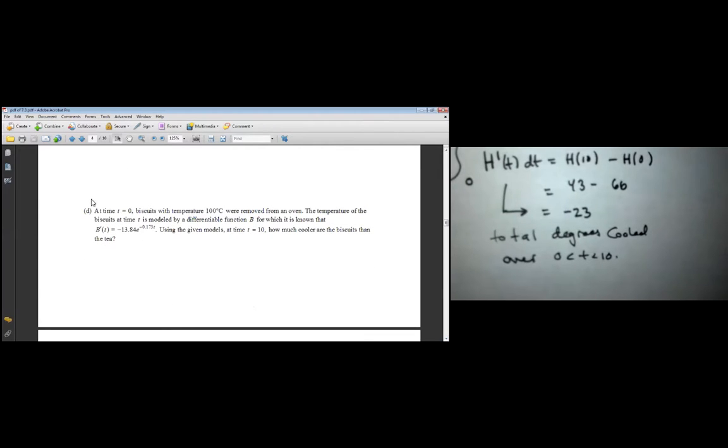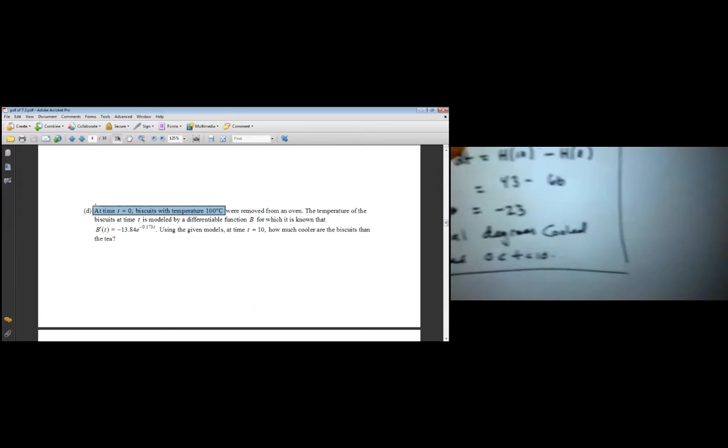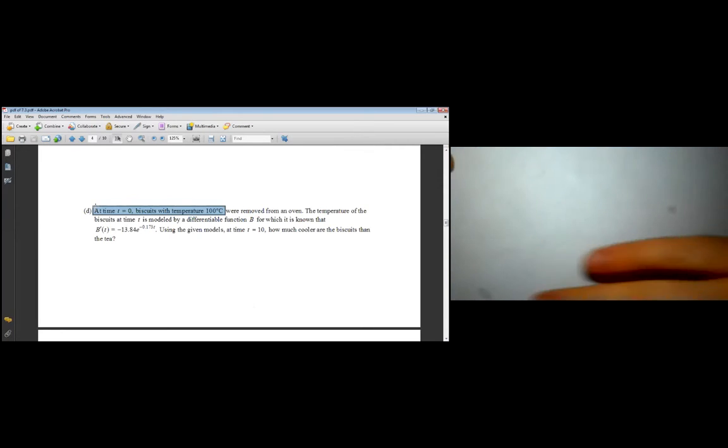All right, so let's read again. At t equals 0, what are they giving me right here? The derivative. No, on this part right here. Yeah, the biscuit, the original temperature. They're giving me that piece of information. This is the extra piece of information you need to do FTC. At t equals 0, the biscuits have a temperature of 100 degrees. Okay, just keep that in mind.